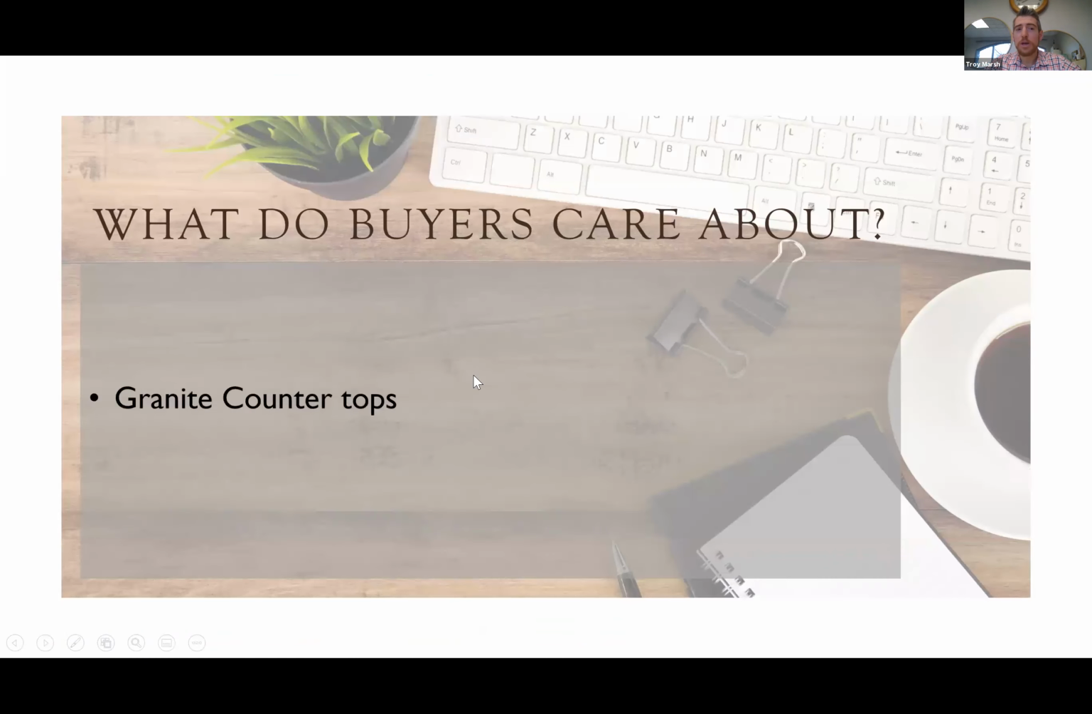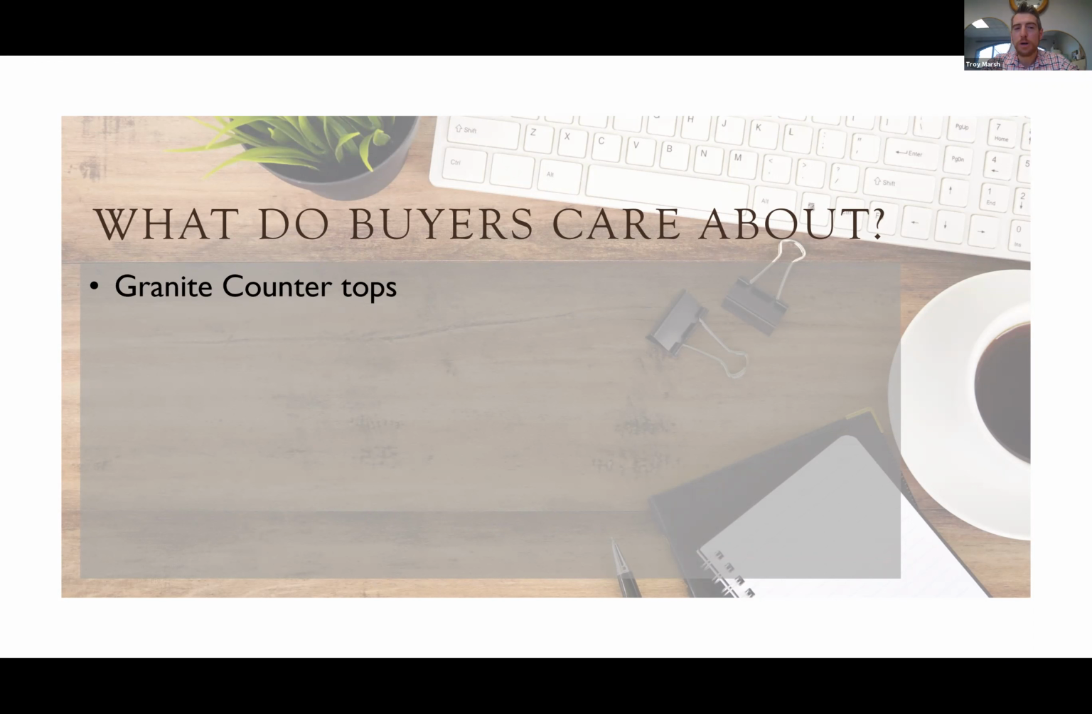The next step, and so the next conversation is, okay, this is what the overall market is doing. Now let's drill down into what our specific home is, so we can look at the neighborhood that we're trying to sell in and what's going on in that neighborhood. So quick question, what do buyers care about?